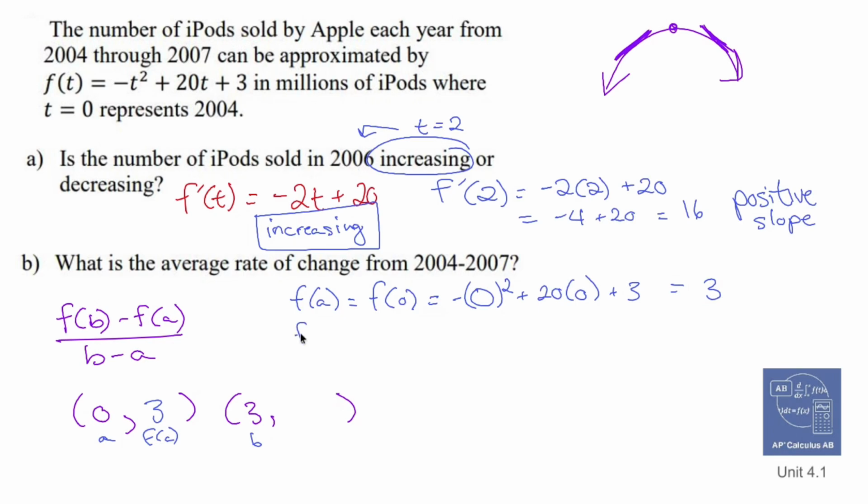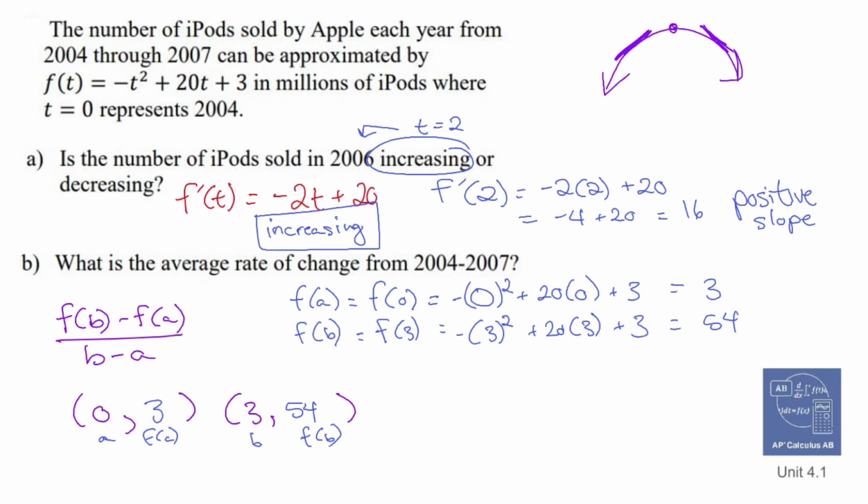F of b is going to be me plugging in 3, so f of 3, and that is going to equal negative 3 squared, again I'm plugging it into the original function, plus 20 times 3 plus 3, which is going to be 9 plus, no, I'm sorry, that was a close one, negative 9, plus 60, so 51, plus 3, 54. And that's f of b.